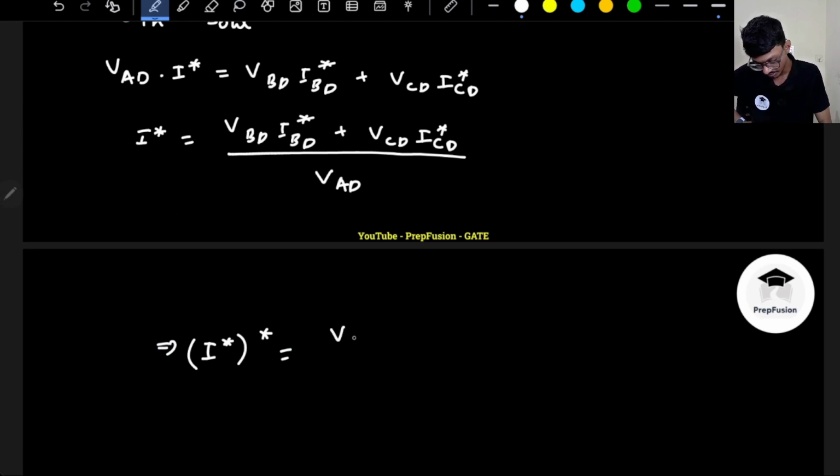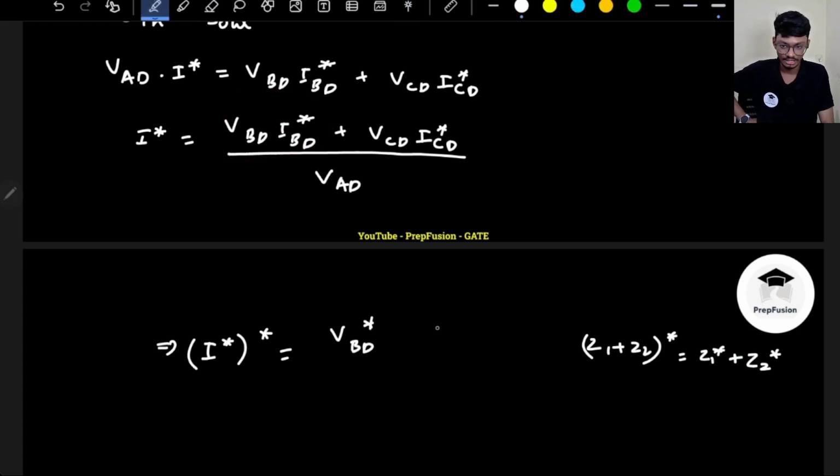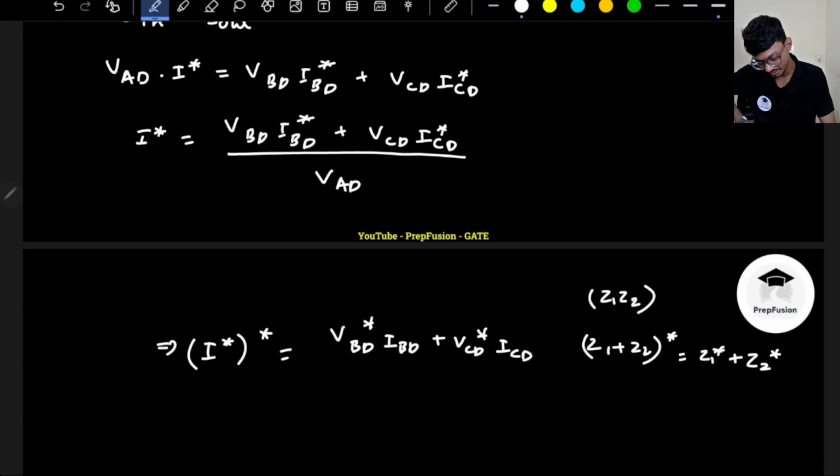Here it will be VBD. If I have two complex numbers Z1 plus Z2 and I take the conjugate, it will be Z1 conjugate plus Z2 conjugate. This we have studied in class 11. So if I take the conjugate here, this will be VBD conjugate into IBD conjugate, so it will be IBD only, plus VCD conjugate into ICD conjugate, so it will be ICD only. Why? Because if I have two numbers Z1 Z2 and I am taking the conjugate, it will be the conjugate of individual numbers.